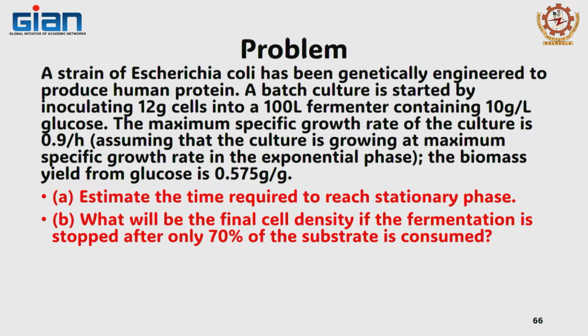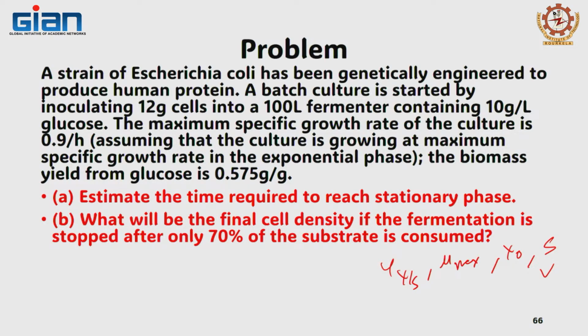Assuming that the culture is growing at the maximum specific growth rate in the exponential phase, it remains constant, mu is equal to mu max. The biomass yield from glucose is 0.575 grams per gram. So, you are given Y x by S, you are given your mu max, X naught, S naught, anything else that I missed, the V. You have pretty much all the parameters.